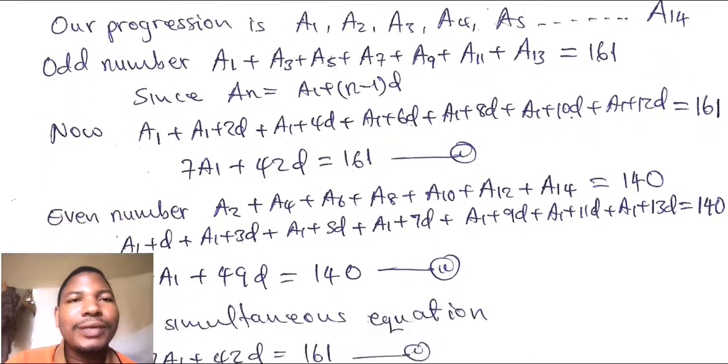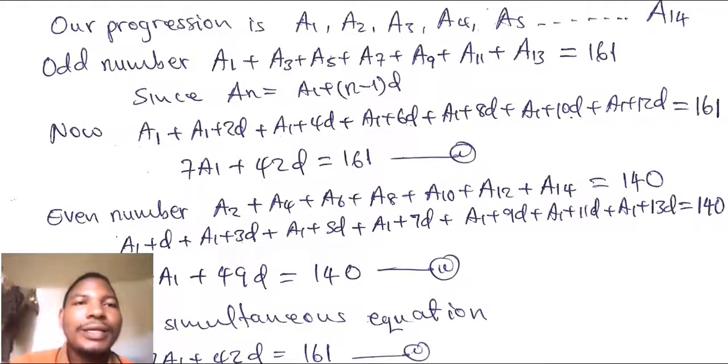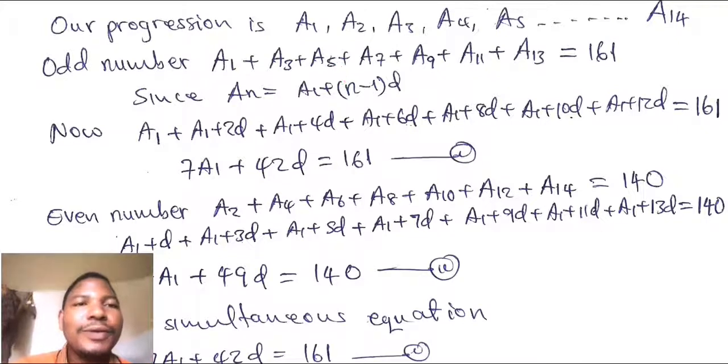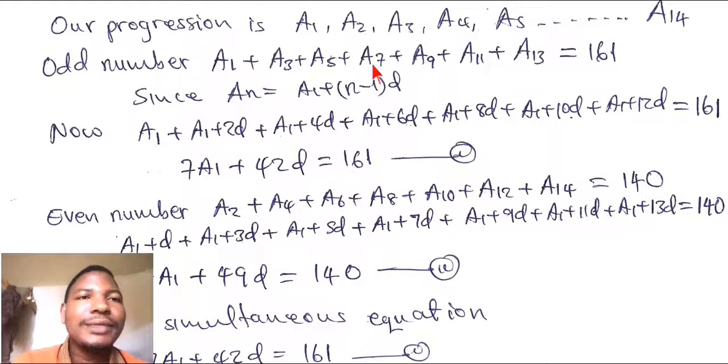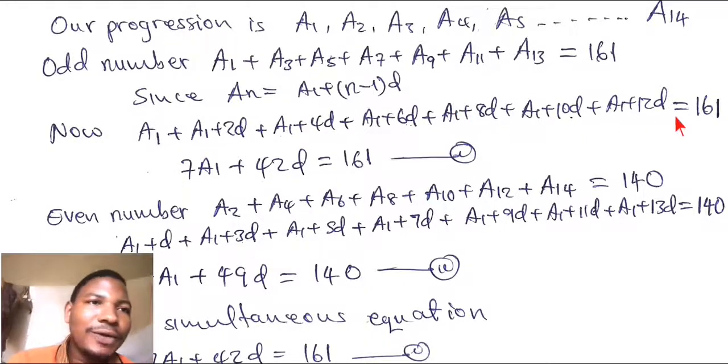Okay, by that reason, you're supposed to plug in the value of the third term, the value of the seventh term, the value of the ninth term, and all of these. Now, this equation will be: the first term, plus the third term, which equals the first term plus 2d, then plus the fifth term, which equals the first term plus 4d, plus the seventh term, which equals the first term plus 6d, plus the ninth term, which equals the first term plus 8d, and so on up to the last term here. And its summation equals 161.